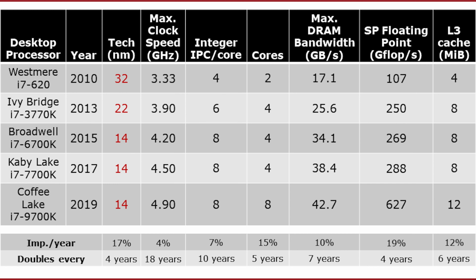The tech column shows the transistor width, which scales from 32 nanometers down to 14 nanometers. Now that doesn't seem like a lot, except you got to keep in mind that the transistors are two-dimensional structures. So as the width scales down, the length scales down at the same rate.